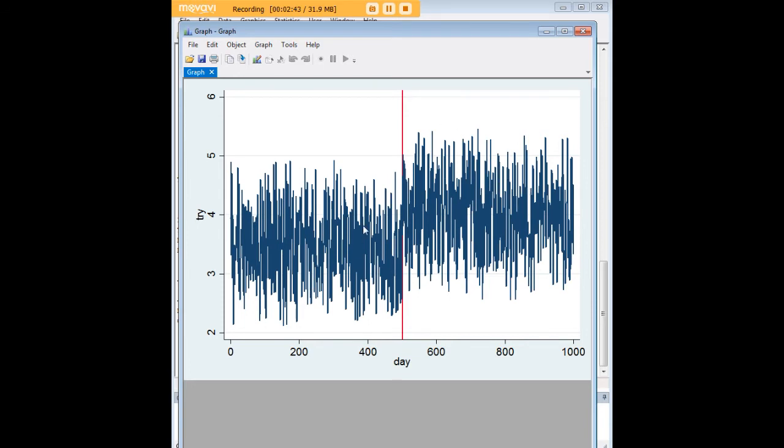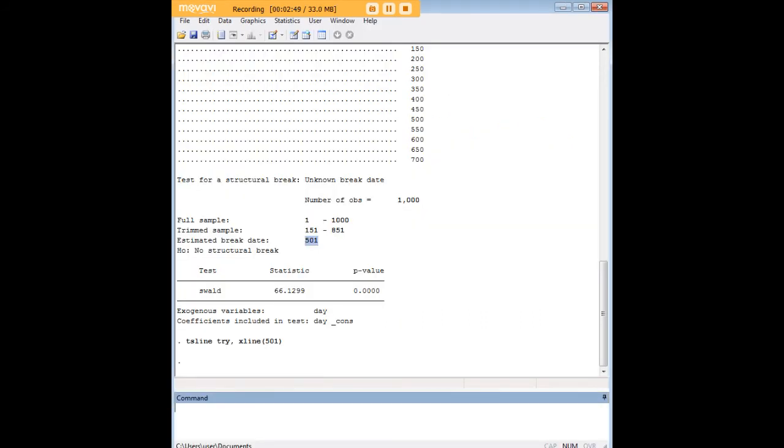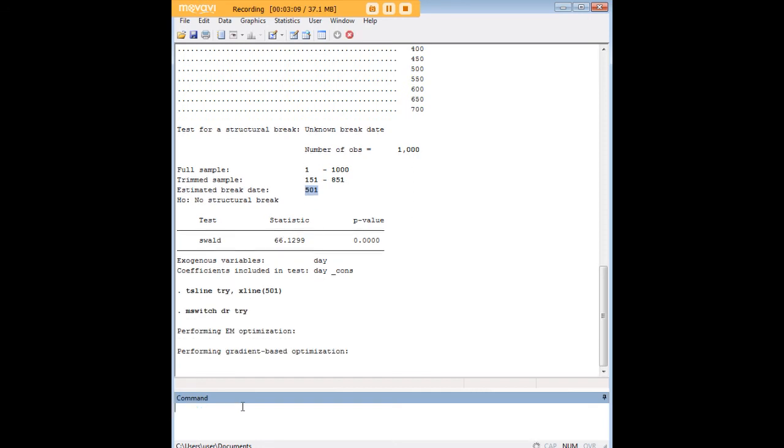What we'd like to do now with the Markov switch model is to quantify these two states that we found. Once the data have been tsset, in this case the variable day, all we need to do is type in mswitch dr, and then the variable that we're testing, which is try for Turkish lira. Once again, this is the simplest version of the Markov switch model I can show you. There are a lot of variations that you can try.